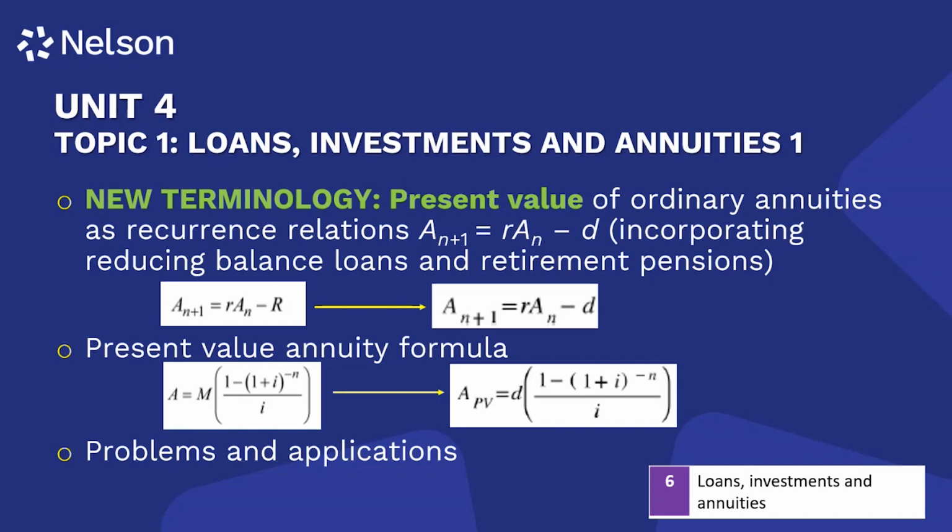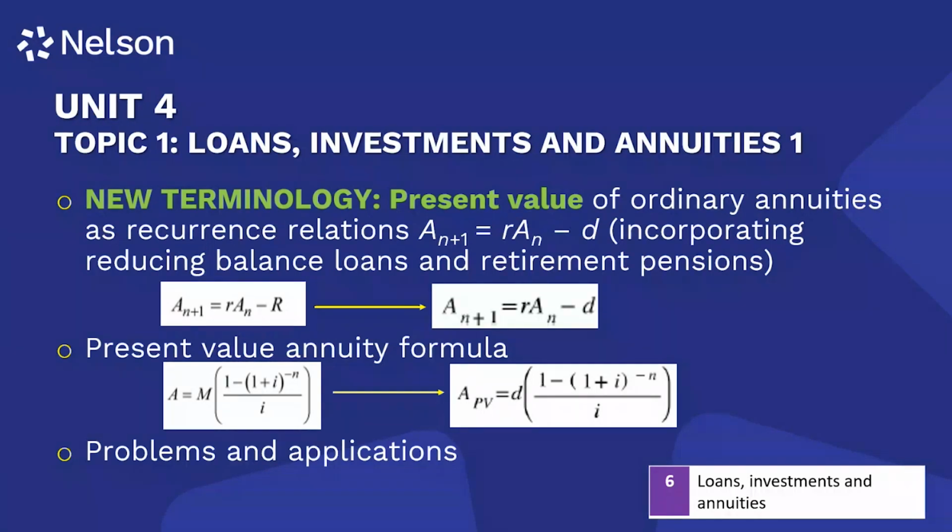So we don't just do reducing balance loans, but we look at it in the context of present value of ordinary annuities. So now we also incorporate retirement pensions. So the formula has slightly changed there. Instead of that big R for, I guess, repayment, we've actually got little d, and I think that fits in with all the d's in the other formulas. I think d, I can't remember what d stands for, difference or something like that. And then the present value annuity formula now has a d instead of that M.